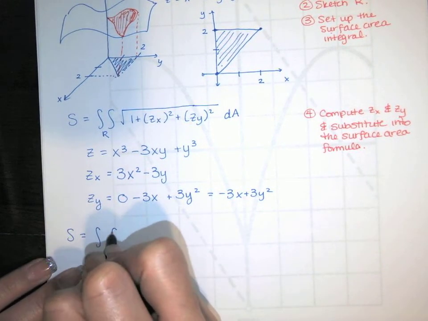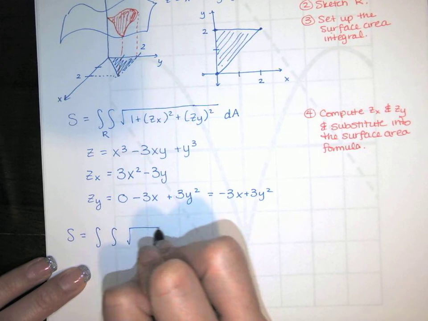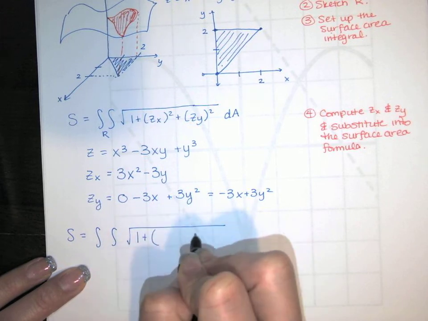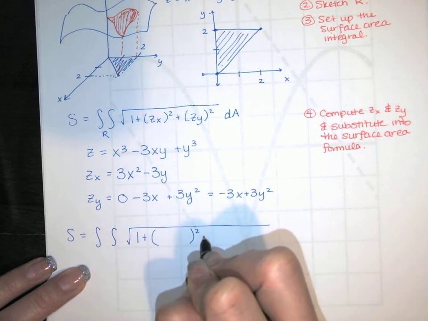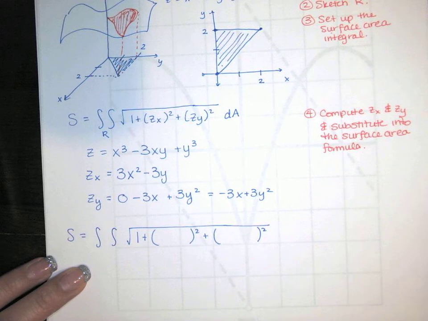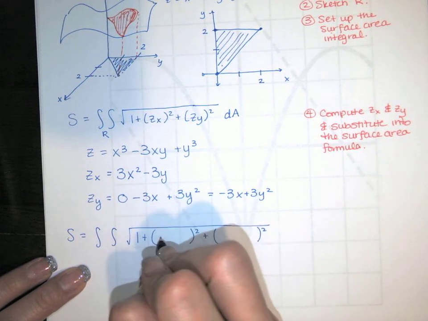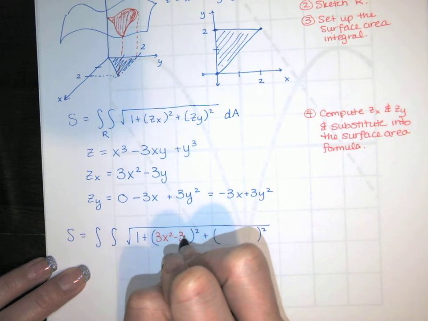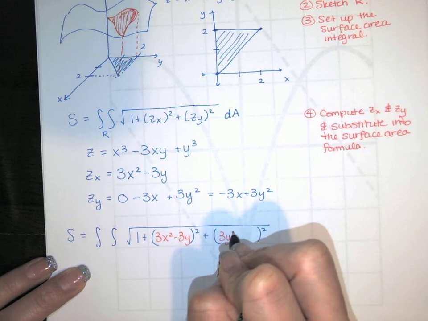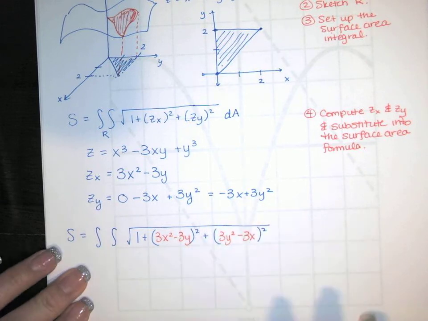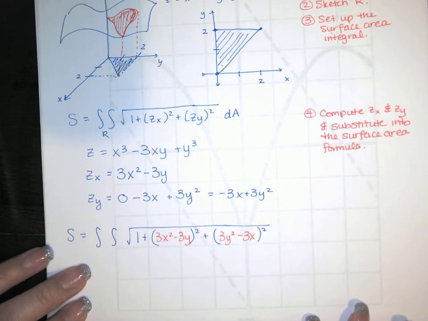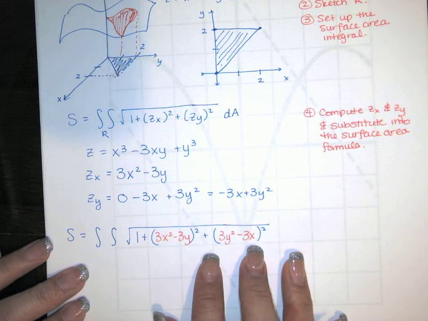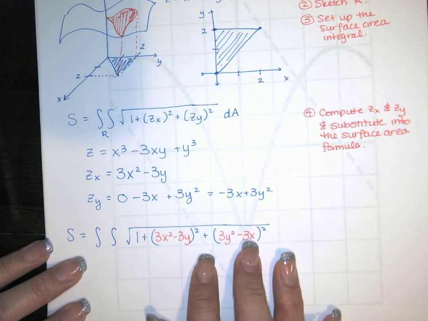Now we'll substitute into our surface area formula. So we've got 3x squared minus 3y and 3y squared minus 3x. So that's one way of doing it. Okay, now what else do we need?